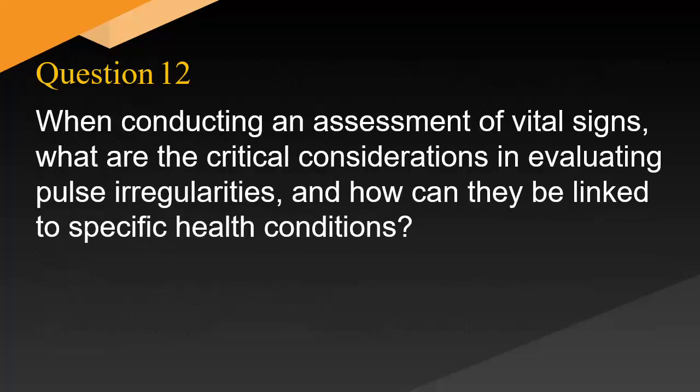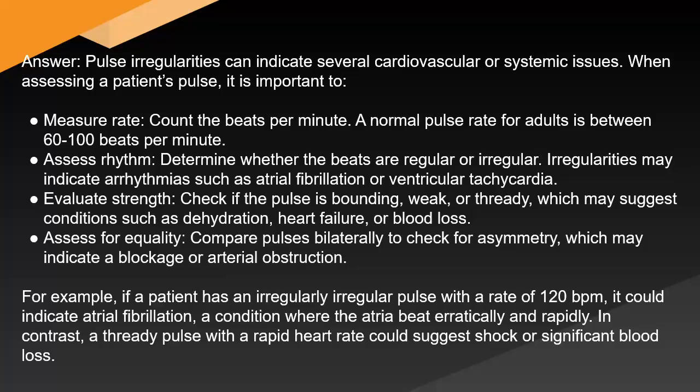When conducting an assessment of vital signs, what are the critical considerations in evaluating pulse irregularities and how can they be linked to specific health conditions? Answer: pulse irregularities can indicate several cardiovascular or systemic issues. When assessing a patient's pulse, it is important to measure rate. Count the beats per minute. A normal pulse rate for adults is between 60 and 100 beats per minute. Assess rhythm. Determine whether the beats are regular or irregular.